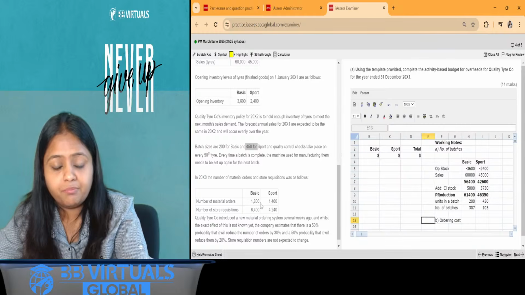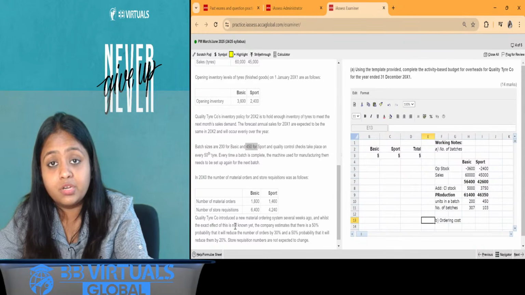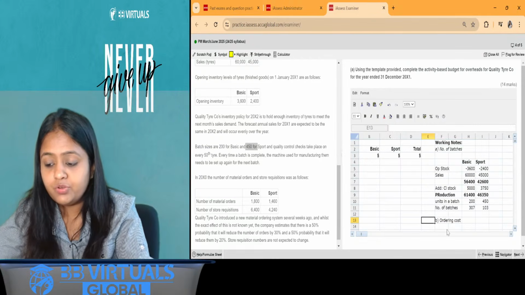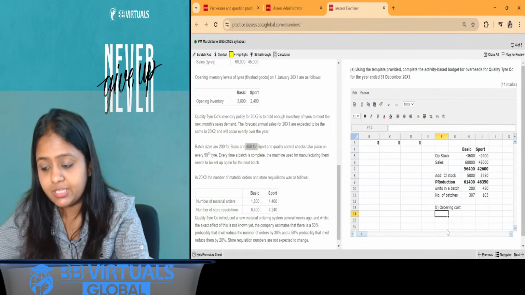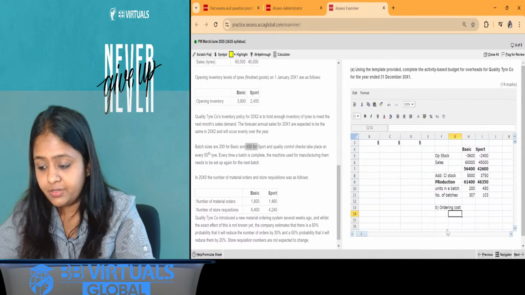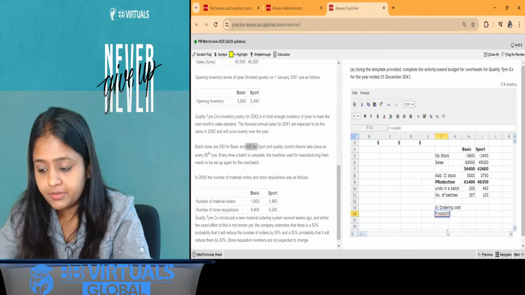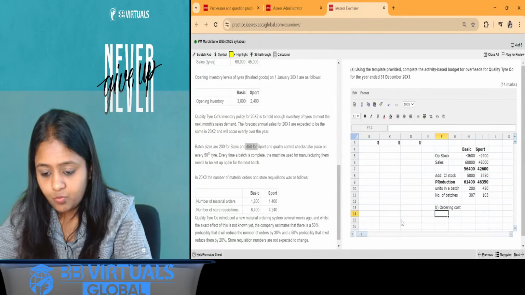Now, something is also given about the orders. Here it is given the number of orders, but they are going to reduce. So what is the reduction? You have to use probability. So how will you take the probability? I will explain. First, let's have the revised cost. But first we need to calculate the probability. What is the percentage of reduction? Let's calculate that.